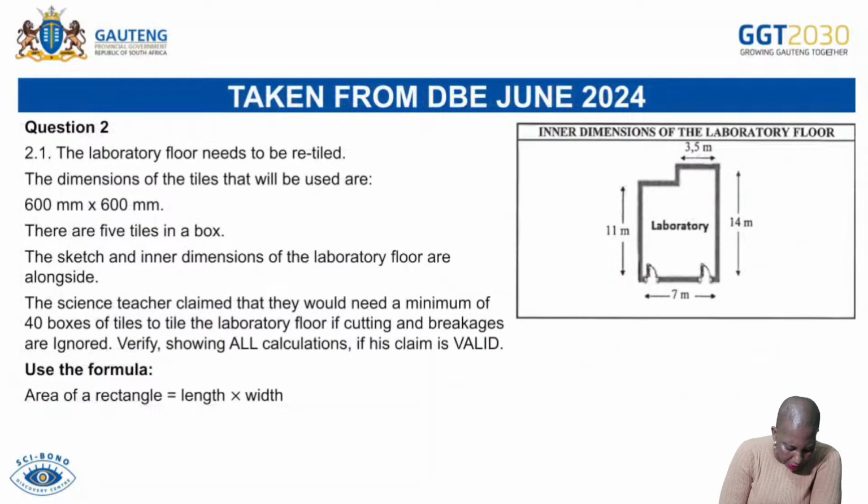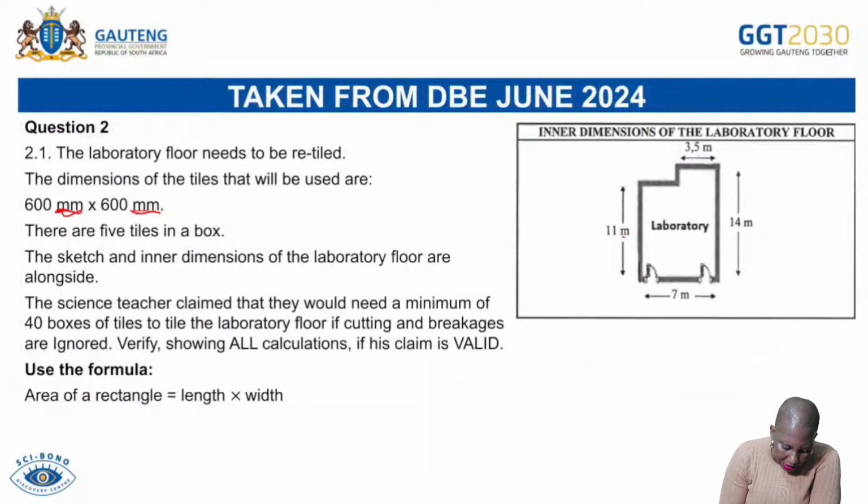And then you come back to the question. It says the dimensions of the tile that will be used now, it is what? It is 600 by 600, but these dimensions are in what? In millimeters. And here it is in meters. So that means first step, we just have to convert what? The dimensions of the tile. But we can still do it later when we answer the question. Now it's 600 millimeters by 600 millimeters.